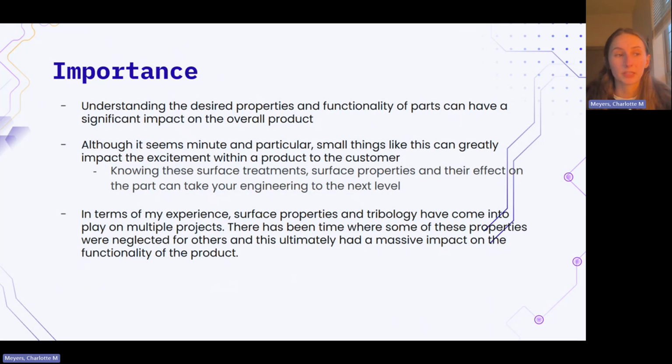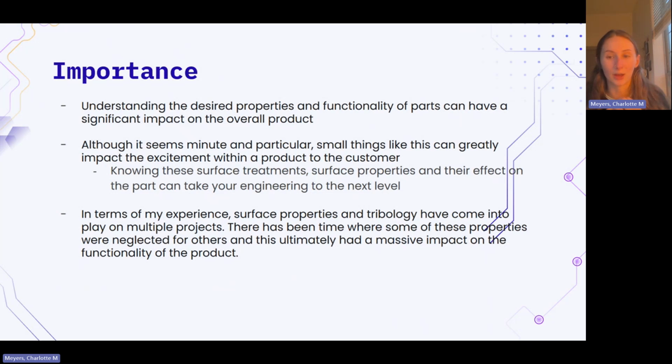This is really important because understanding the desired properties or functionalities of a part can have a significant impact on the overall product and the customer's view of it. Although it seems like such a minute and simple thing, being able to make the product look good, or, say, you have something that you don't want to pick up fingerprints, choosing a surface that doesn't do that can add that excitement for the customer.